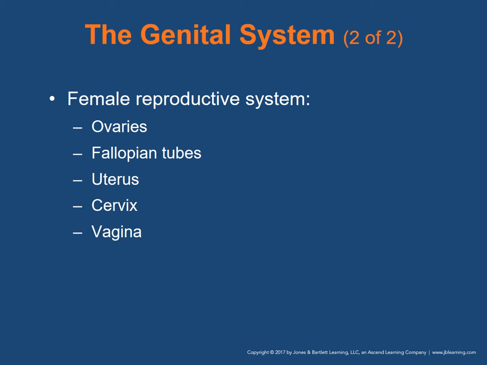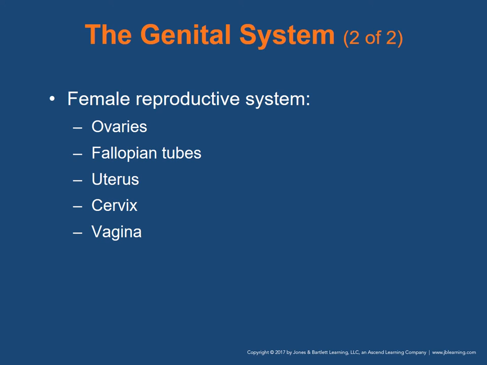The ovaries will release eggs in alternating months that will travel through the fallopian tubes. And in the fallopian tubes for procreation, the egg should meet up with a sperm cell, and that will now become a fertilized egg, which we refer to as a zygote, which is a baby. And that zygote will move through the fallopian tubes and implant itself into the uterus.